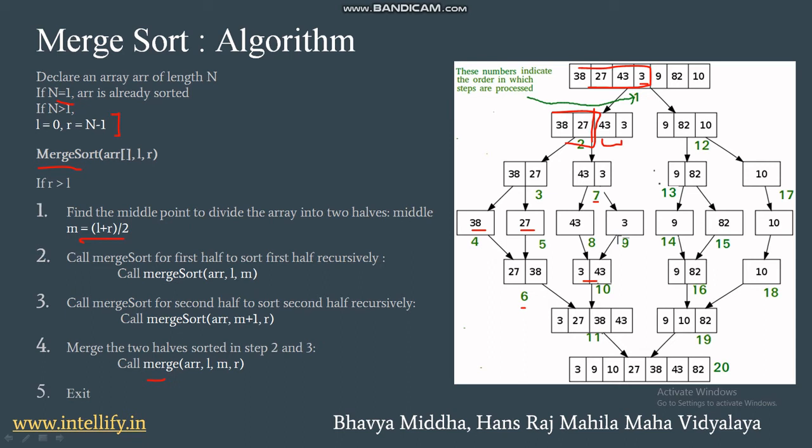And then the arrays that we have in step 6 and step 10, these both array elements are sorted in step 11, and we have 3, then 27, then 38, then 43. These are the elements that we had in the arrays in step 6 and 10. So after step 11, we jump on to step 12, which deals with the second half of the array that we had in step 1.